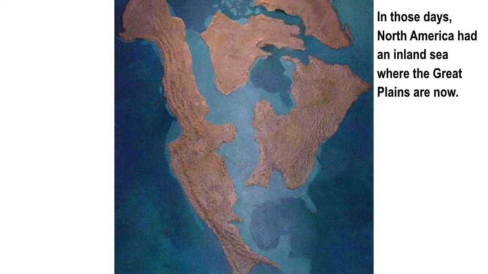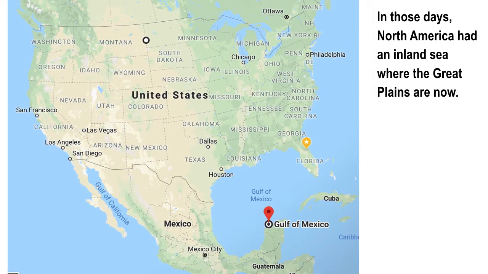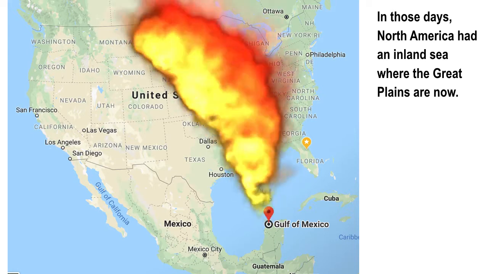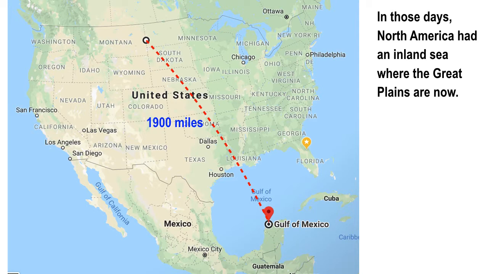Back in those days, North America had an inland sea. So Montana, where they found this, was a bay and then a river at the top of the bay, right? And where the Great Plains are now, that was a big, what they call the Western Inland Sea. Now, here's the impact down here in the Yucatan. And up there, the black circle in Montana, that's 1,900 miles. All right?